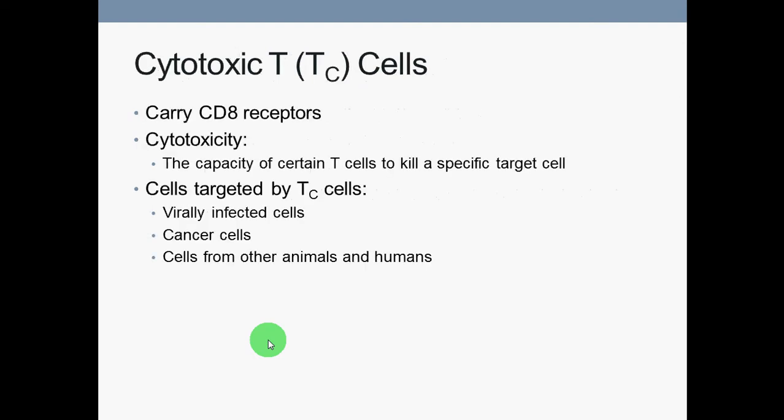The cytotoxic T cells, these are the ones that are directly involved in killing microbes. They are cytotoxic, so that means that they are able to kill specific microbes that they are targeted to kill. The cells targeted by cytotoxic T cells are usually cells that are infected by viruses. Cancer cells can even be targeted by the cytotoxic T cells, and cells that are non-self, so from other animals and humans.